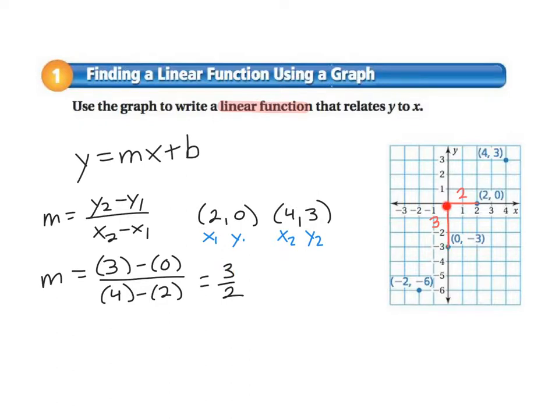So our change in y is 3, change in x is 2. So either way, our slope is the same. So now we have our slope. So our slope, our m value, is 3 over 2, but we still need to find our b value.